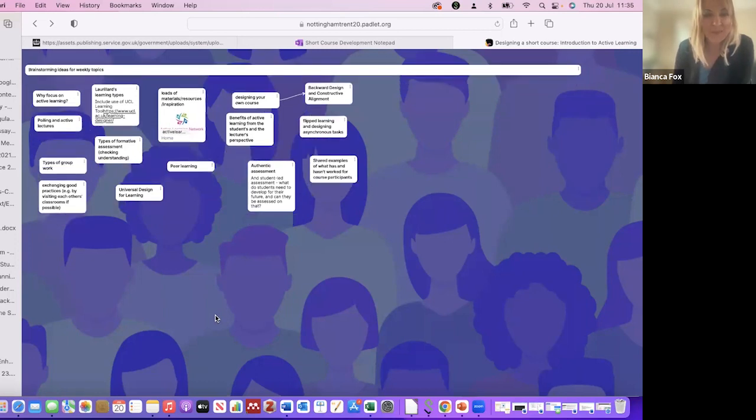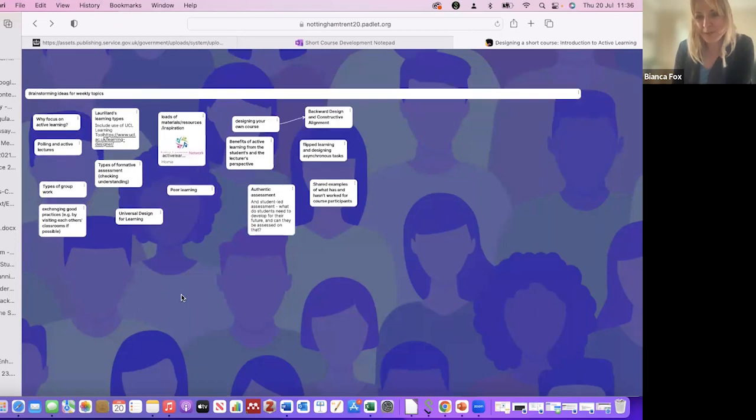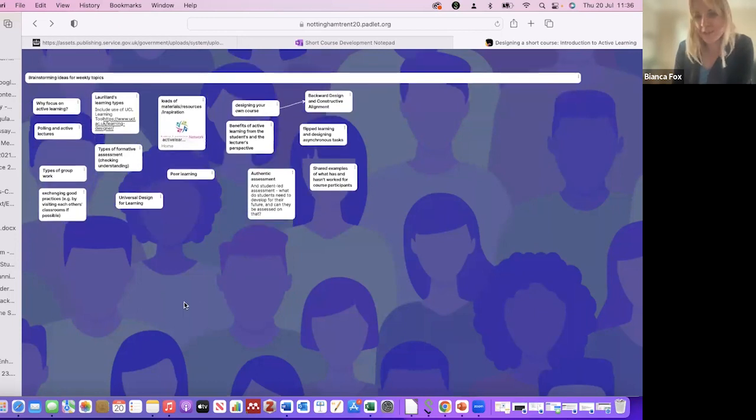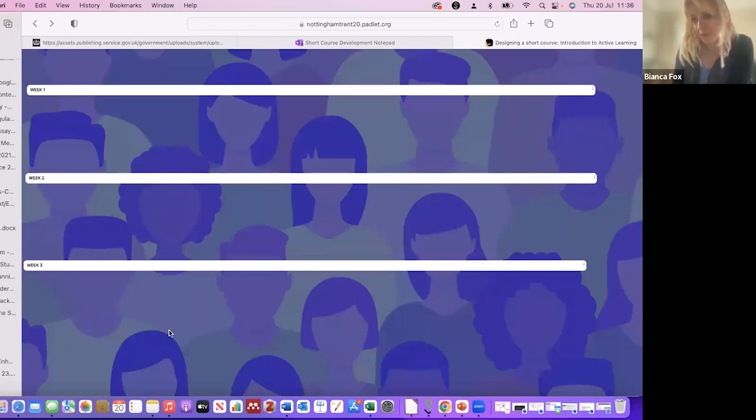All right, so we have a few ideas for the topics we want to include. What we have to do next is decide how many weeks we want this short course to be. What will the structure look like? Do we want it to be 3 weeks long? 5 weeks long? I designed the Padlet using just 3 weeks because I thought we would not have time to do more than that.